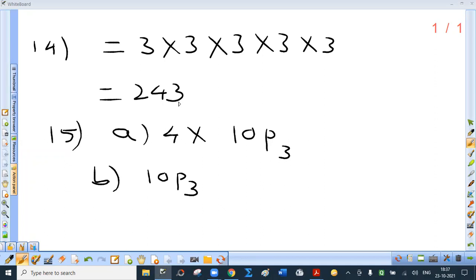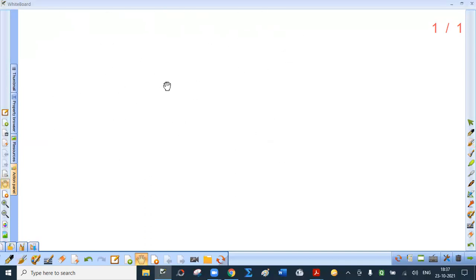Also, the specified object can be at any one of the 4 positions. Therefore, it can be arranged in 4 ways.